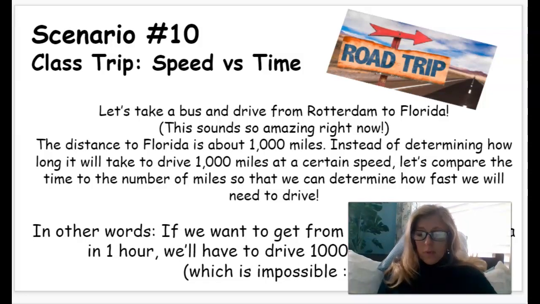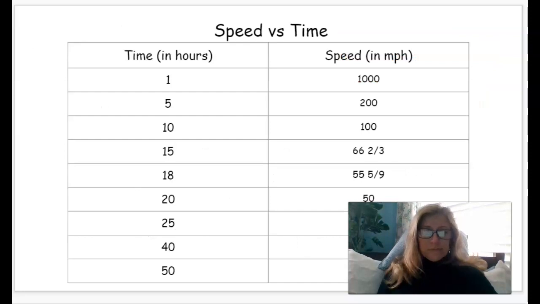In other words, if we want to get from Rotterdam to Florida in 1 hour, we would have to drive 1,000 miles in an hour, which is impossible. No car goes that fast. And if it does, you'd get in an accident or you'd get a ticket. So now we filled out a table for you.